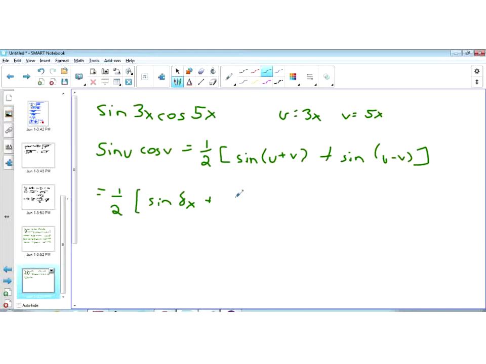plus the sine of u minus v, which is negative 2x. Okay, and then of course that's just equal to 1/2 times the sine of 8x minus the sine of 2x. Okay, so we have that result. Yeah, so it seems pretty straightforward.